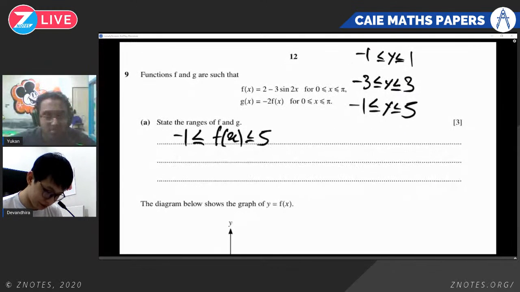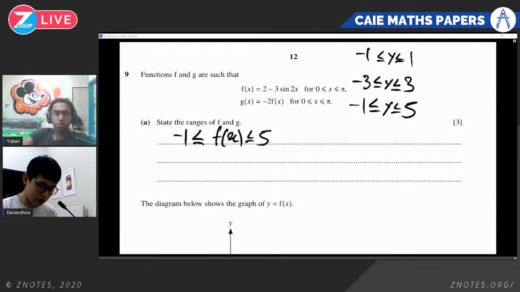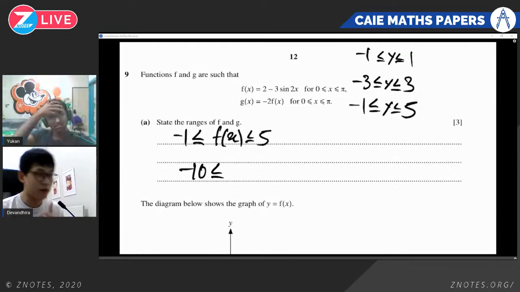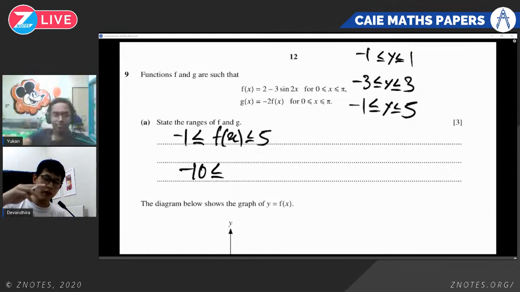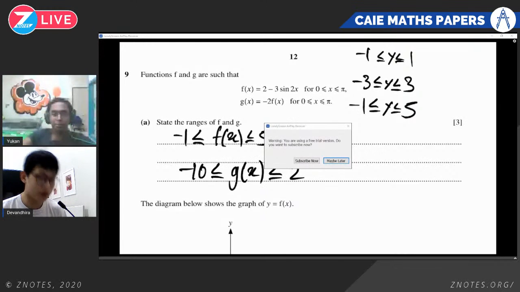All right. Now what about g? g is just -2 of this. Just multiply it by -2. -2 times 5 is just -10. Instead of becoming the maximum, because you multiply by negative, it goes down, therefore it becomes the minimum. Same thing for the -1. It was negative, it was the minimum, but thanks to the -2, it goes up. It becomes the maximum. We have g(x) less than 2. Oh, sorry.